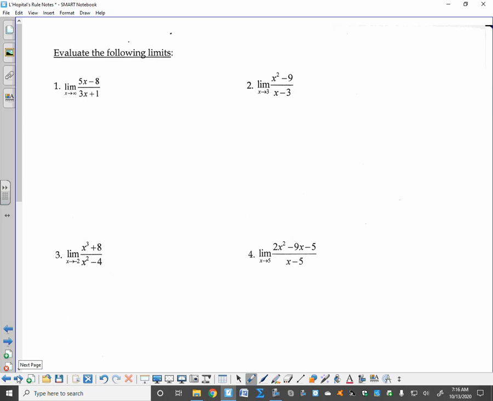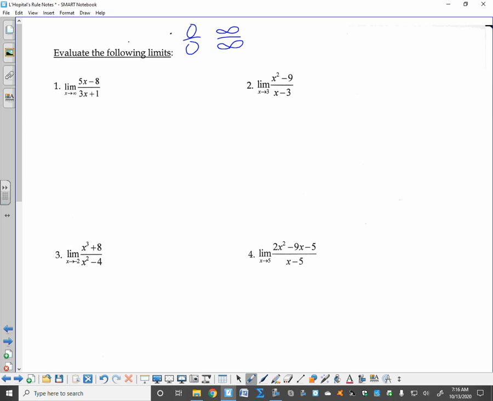Okay, here we go. Now, I would like to caution you, L'Hopital does not work unless it's indeterminate form. An indeterminate form is when you do the limit and you get 0 over 0 or infinity over infinity. Okay? So, for number 1, if I am plugging infinity into both of these, I can tell that the limit of the top is going to be infinity and the limit of the bottom is going to be infinity.